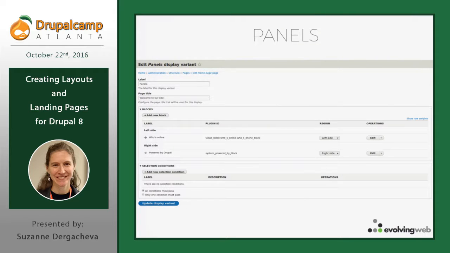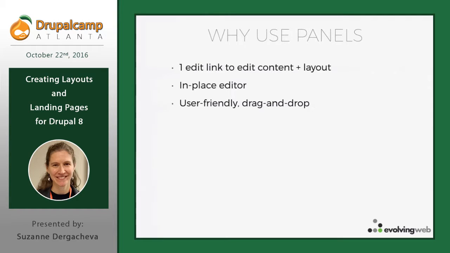So it does seem like a tool that's well suited to this requirement. So the nice thing about using panels is that you're going to have one link to edit content and layout. If you use the in-place editor, which is the tool that comes with panels, it kind of gives you this interface on the front end of the site. So you're going through your site, you're browsing along, you come across the landing page, and you've got these links to edit the layout or edit content. And I think content editors really like that.